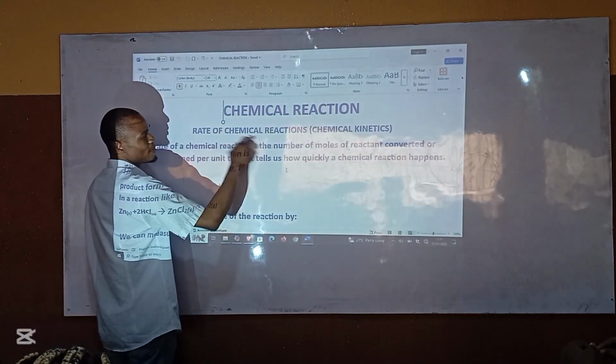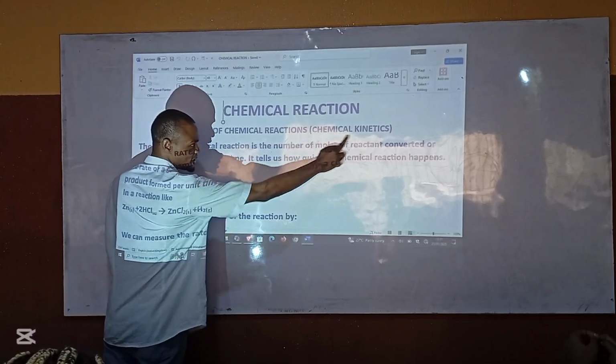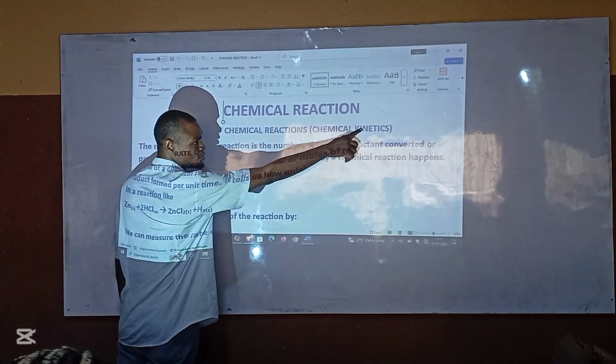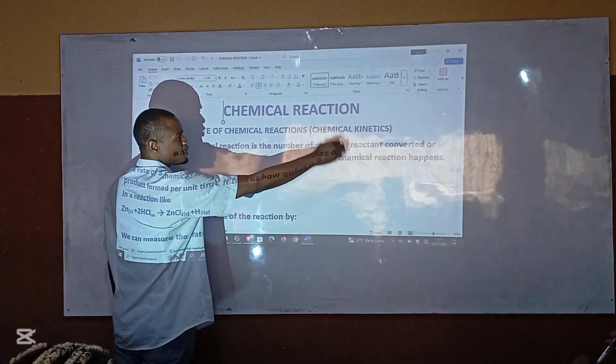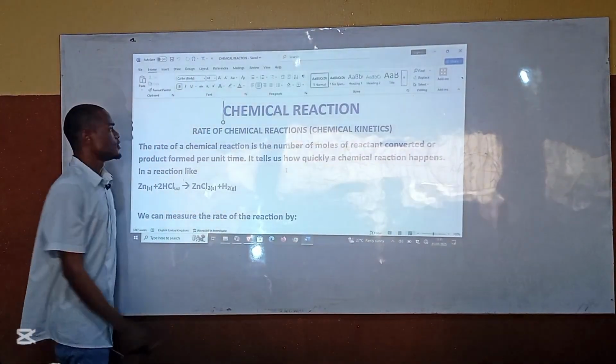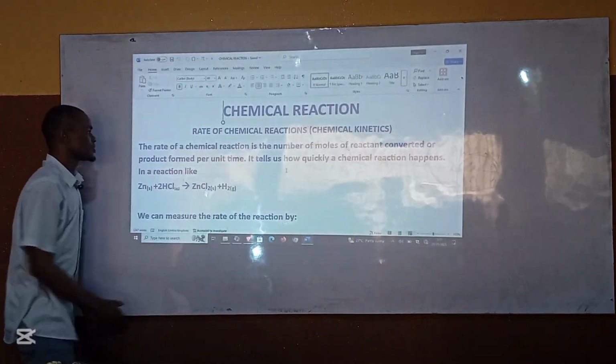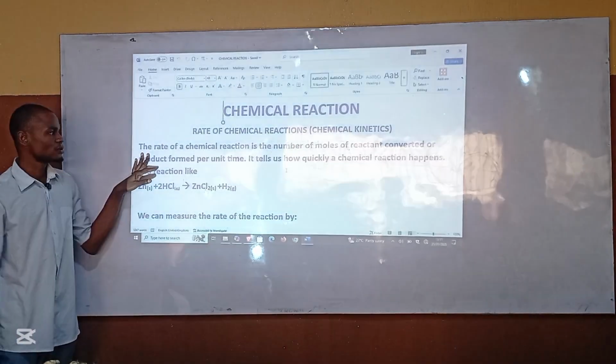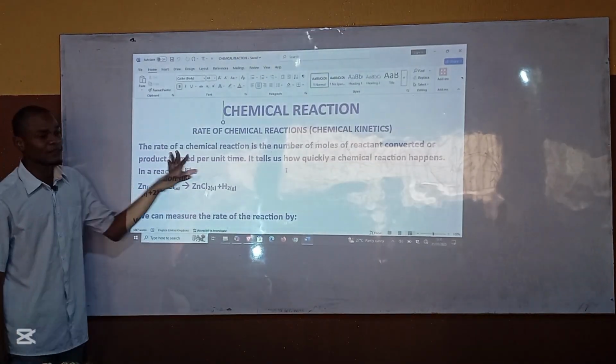We also say rate of chemical reaction is the same thing as chemical kinetics. From the word kinetics, it means movement, right? Movement of chemical reactants, like their motion. So now, rate of chemical reactions. Now we divide it as well.